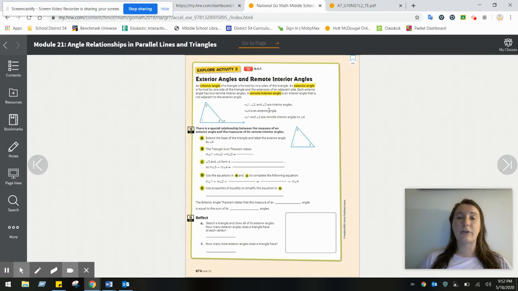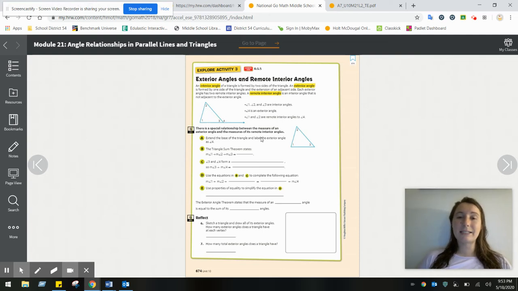The last term we need to know is remote interior angles. Angles 1 and 2 are remote interior angles to angle 4, meaning they are directly across from angle 4. They are not touching angle 4. So angle 3 would not be a remote interior angle because it's right next to angle 4. What would be remote interior are the ones across from 4, so angle 2 and angle 1.